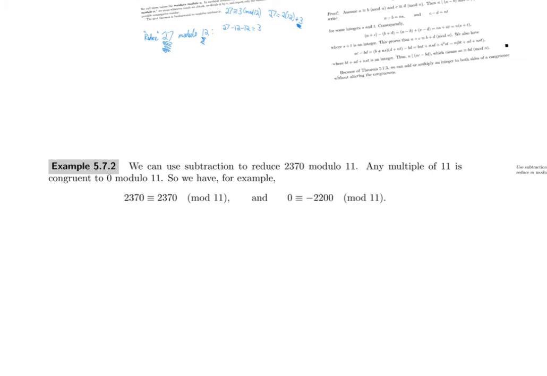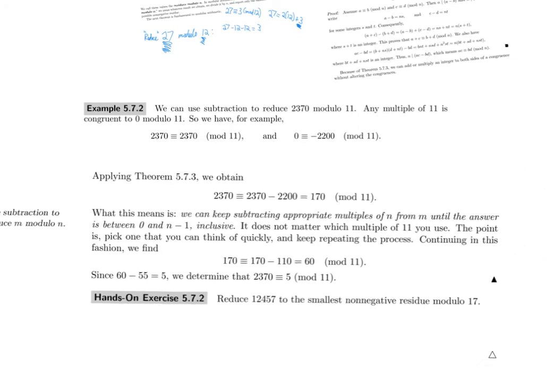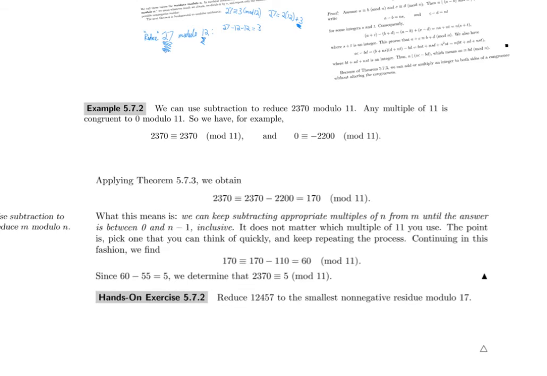Or I could try to do a lot of subtractions at once in a way. One helpful thing when you're doing modular arithmetic is to keep multiples of the number you have in mind. So what would be a helpful multiple of 11 that will help us bring down this number? Well, the idea I suggest is negative 2200. Negative 2200 is a multiple of 11, which means it's congruent to 0 mod 11. We can add this congruence to this congruence. And what will we get? We get that 2370 is congruent to 170 mod 11.